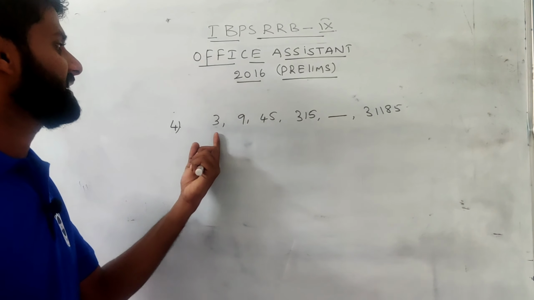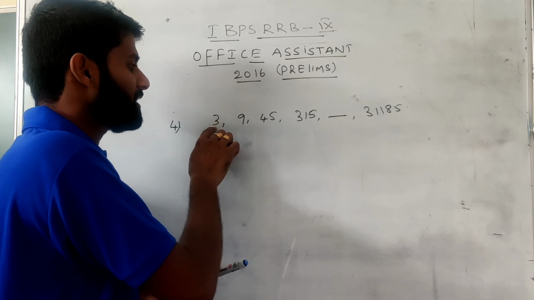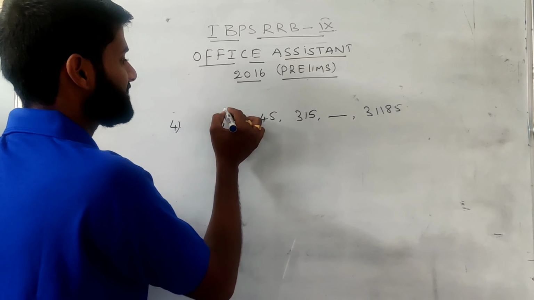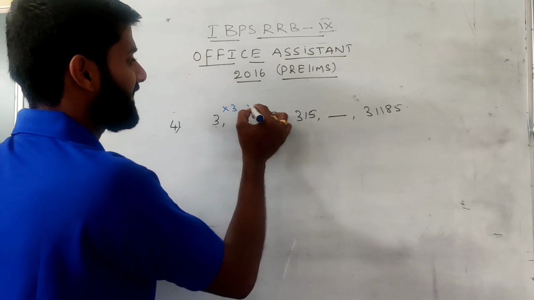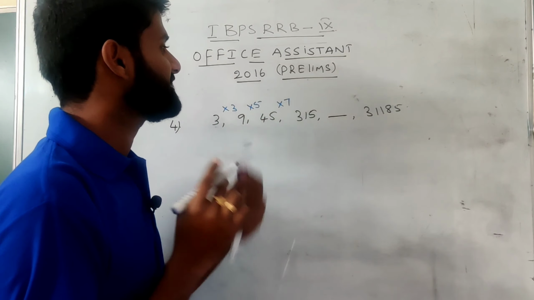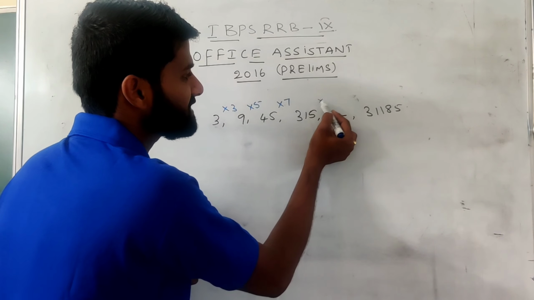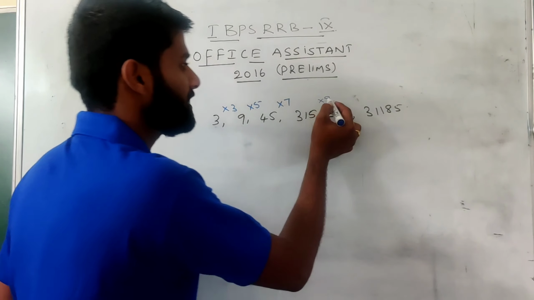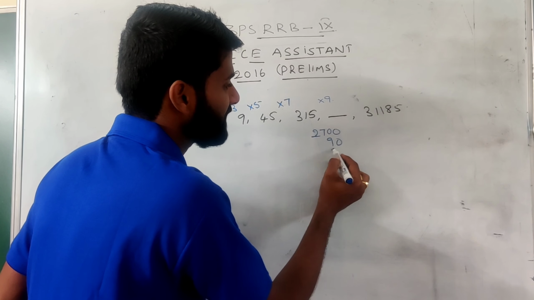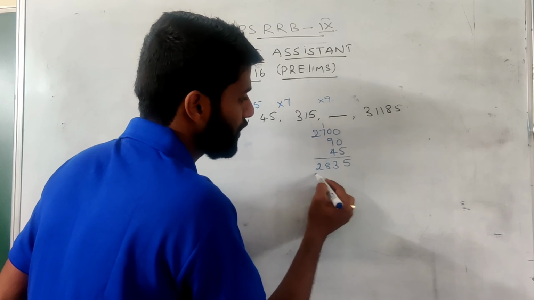The next one: 3, 9, 45, 315. If the second number is double or more than double, definitely the theory is related to multiplication. So here 3 threes are 9, 9 fives are 45, 45 sevens are 315. Here 3, here 5, here 7, so next is a multiple of 9. Then check it out, 9 into 300 is 2700.